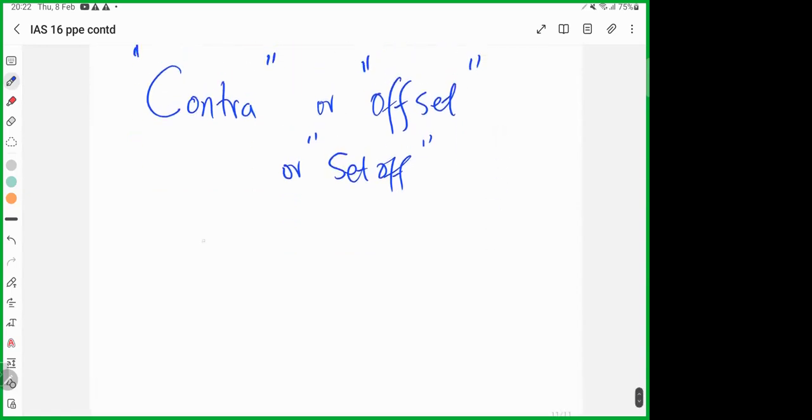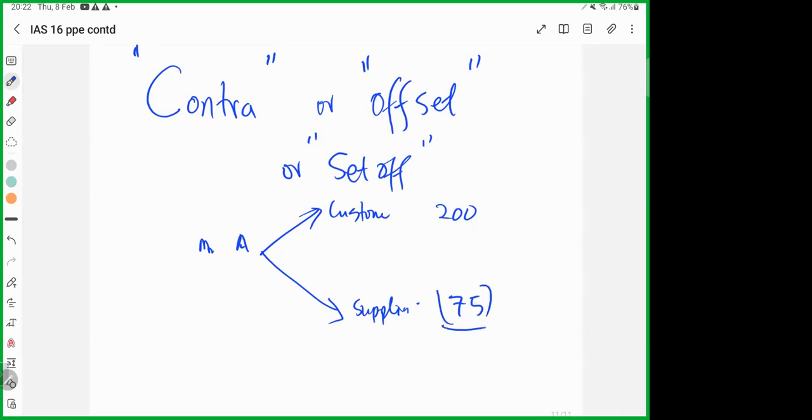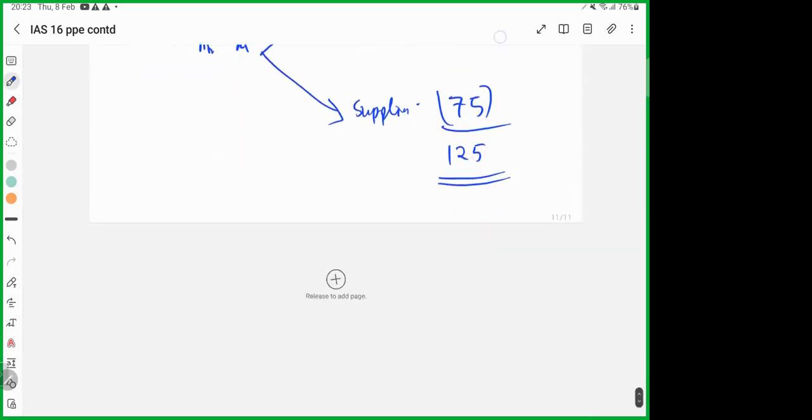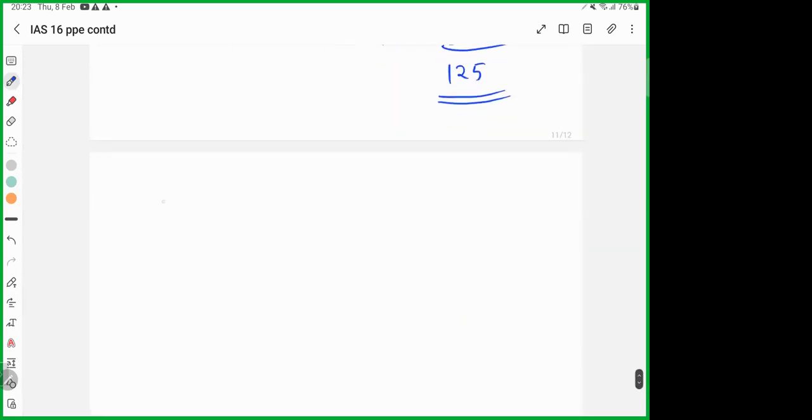Let's say Mr. A is a customer for you, and Mr. A is a supplier also for you. As a customer, he needs to pay you 200. As a supplier, you need to pay him 75. Now, effectively, how much should you ask from him? Okay, 125. How do we do this in accounting way?